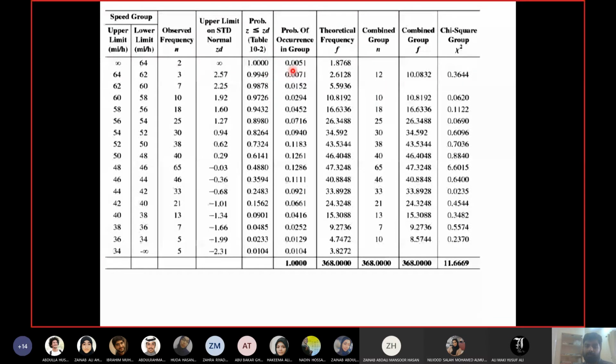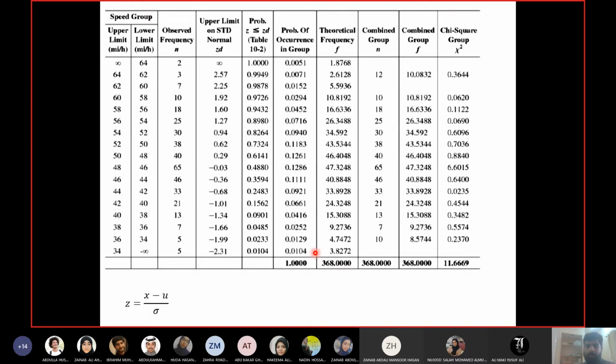So the first value 0.0051, how do I get it? 1 minus 0.9949. Second value 0.0071 equals 0.9949 minus 0.9878. So for each value you will subtract the cumulative probabilities of the two groups. You keep on doing it until you get to the last row. The last row is 0.0104. After that I have nothing, so 0.0104 will be written as it is. There is nothing to subtract after that, so the last value will repeat in the next column.